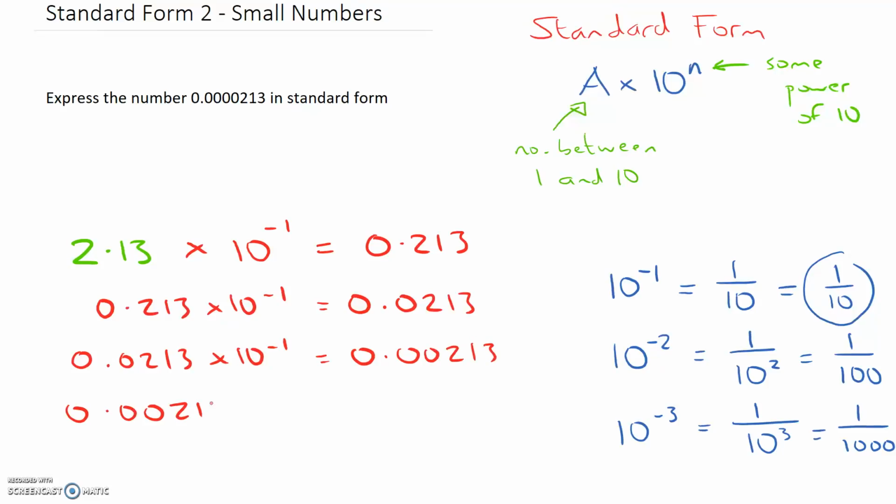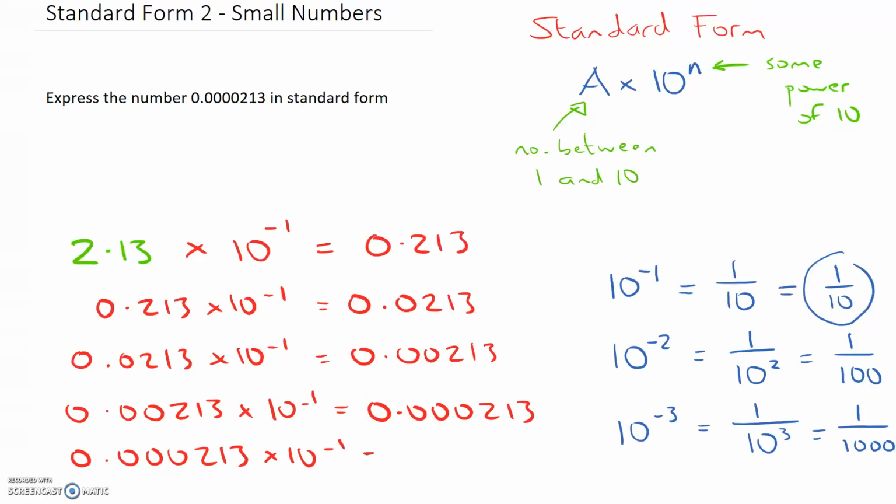I should really be keeping these in place. They're going all higgledy-piggledy. 0.00213 times 10 to the minus 1 will give us 0.000213. We've got one more to do. 0.000213 times 10 to the power of minus 1 finally will give us 0.0000213, which is our starting number.